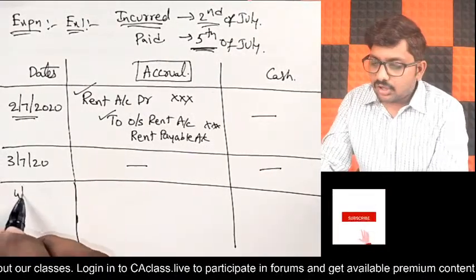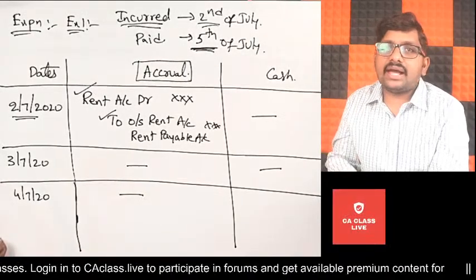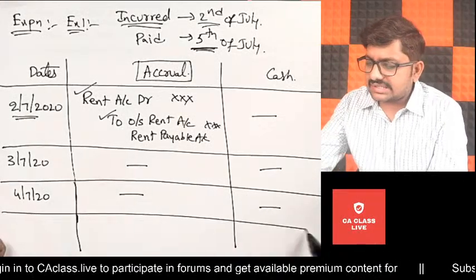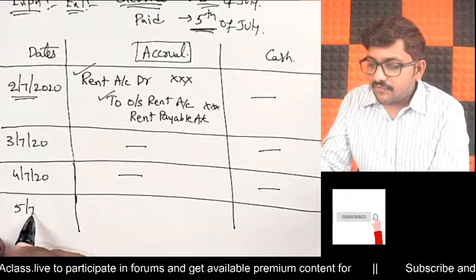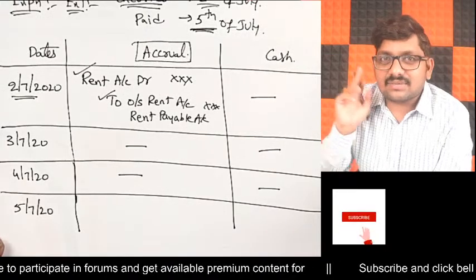Now, coming to 4th of July 2020. Am I incurring again? No, I'm not incurring again. Are you paying on 4th of July? No, I'm not paying, so I will not recognize anything on 4th July also. Now, coming to 5th July. On 5th July, what is happening? You are paying. Now, what does cash system say, my dear friends?